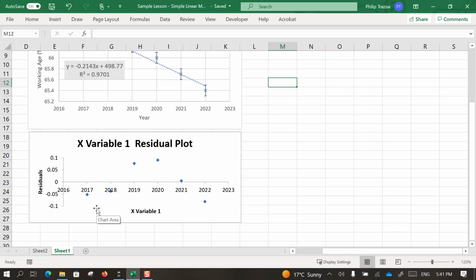Ideally, what would we want on a residual plot? We would want small values of residuals. Well, these are fairly small. They're all about 0.1 or less, but we would want the residuals to be randomly distributed, not a definite curved pattern going on. Right, that's enough for this video.